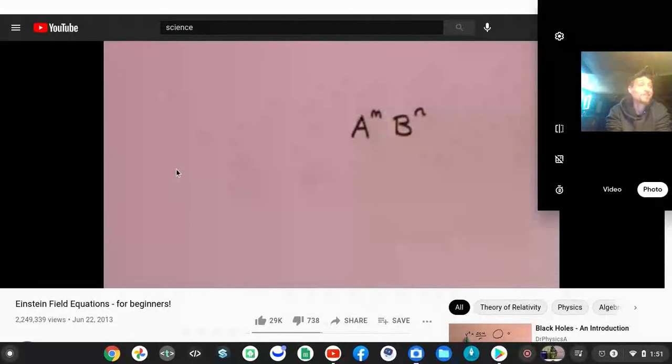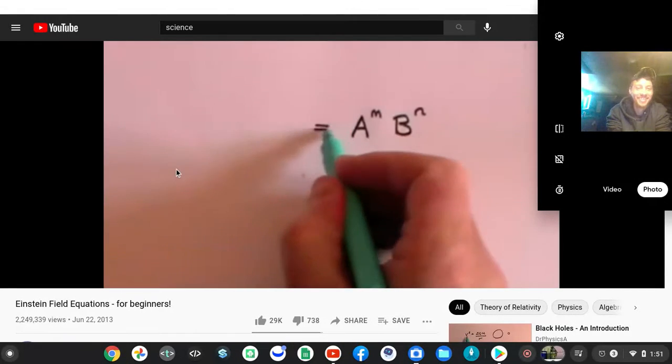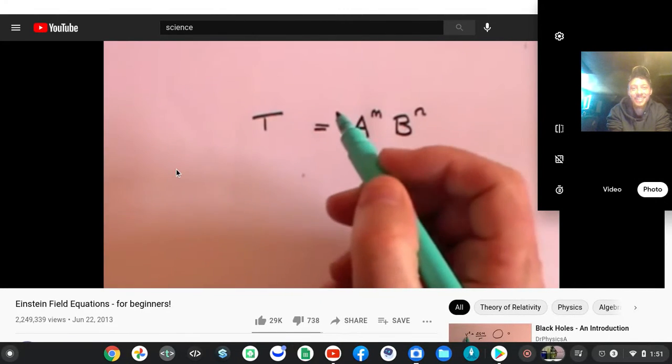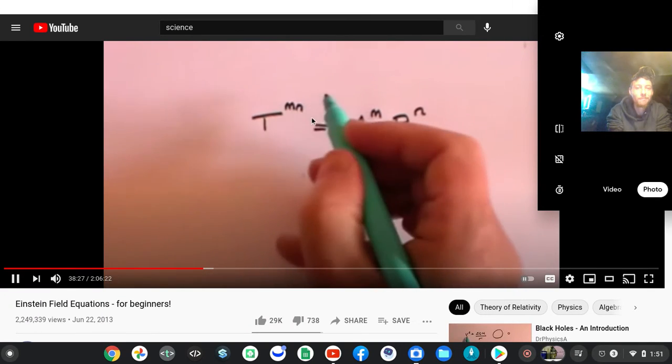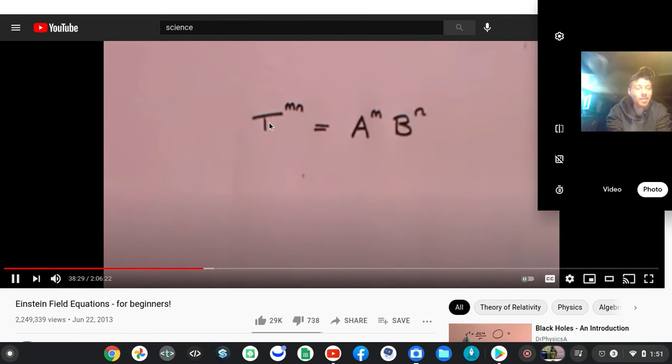And we say that the combination of the two becomes a tensor of rank 2, which we indicate by saying that it has those 2 indices, m and n, equals the vector A's mth coordinate and vector B's nth coordinate.